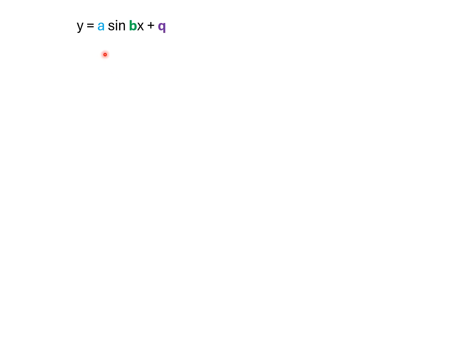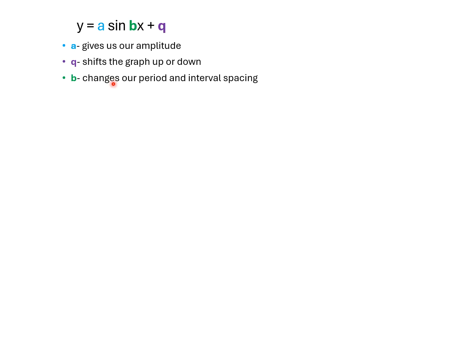Alright, so normally if we give you an equation, it has a general format: y = a sin(bx) + q, right? From there, we need to know that this a gives us our amplitude, meaning the highest point my graph goes to. Then we have q that can shift the graph up or down. And then we have b, which changes our period and our interval spacing that we use to plot the graph.